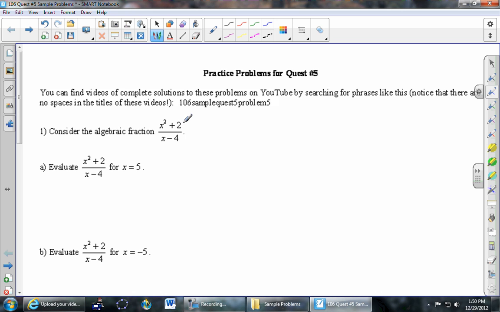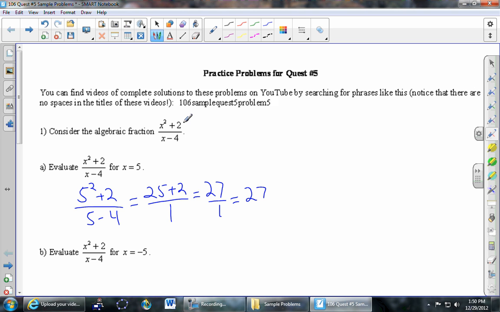So evaluate just means plug in. All the x's become 5s. On the top, it's 5 squared plus 2. On the bottom, 5 minus 4. Just follow the order of operations and do the arithmetic. I think it's easier to do this without a calculator than to go to the calculator. And we end up getting 27.